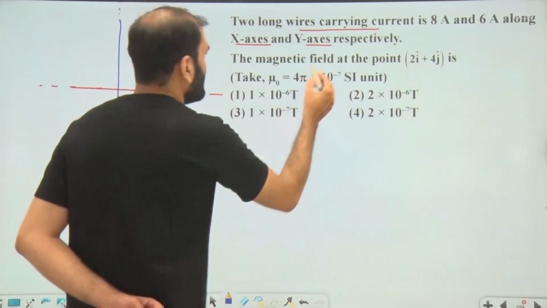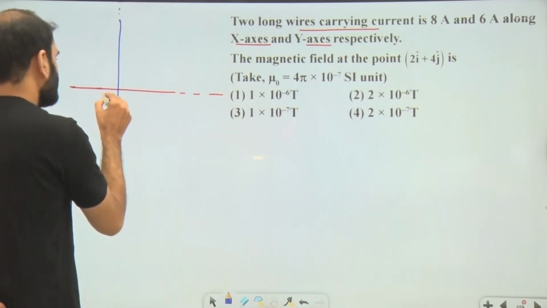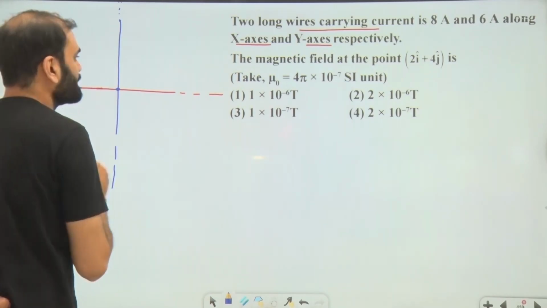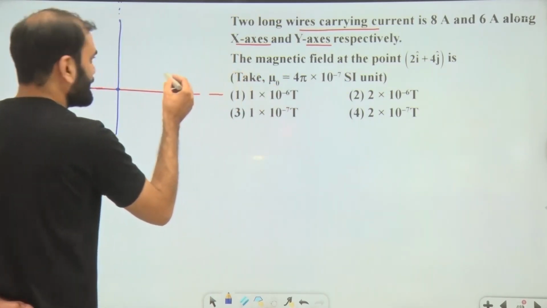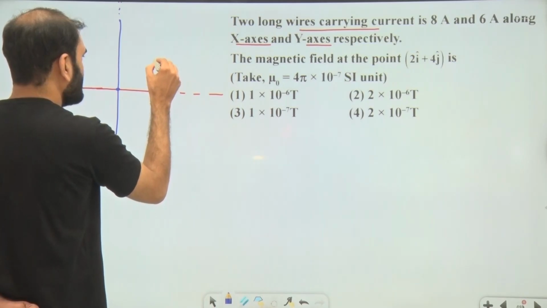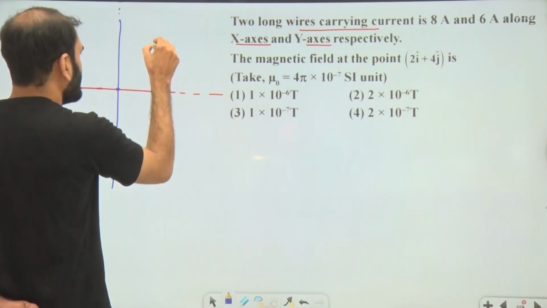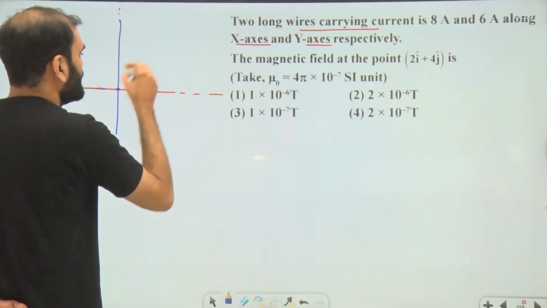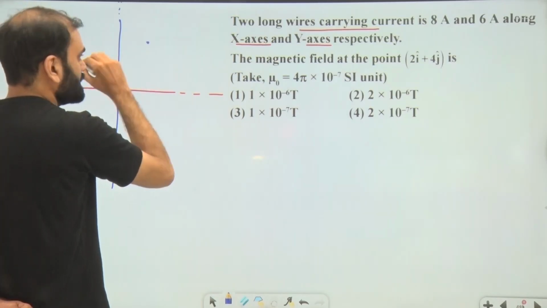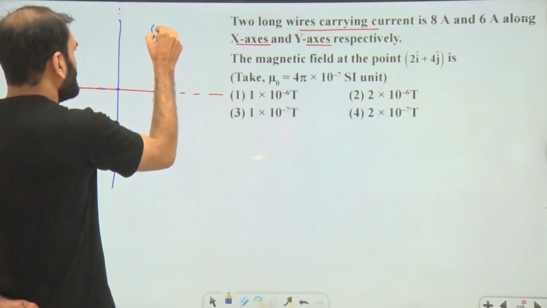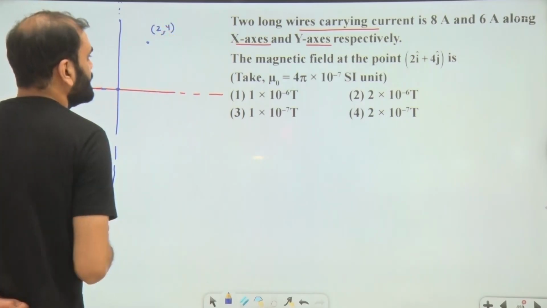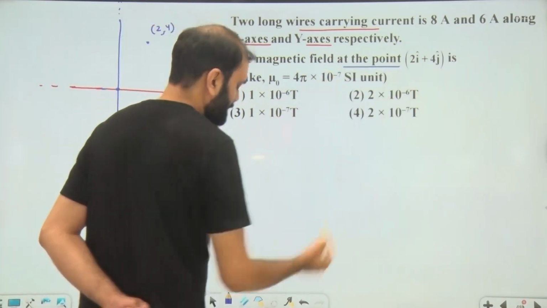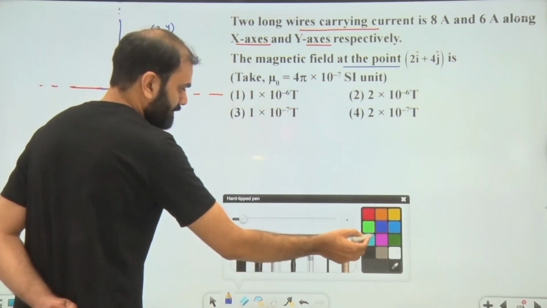Now, the magnetic field at a point. Let's say that's the origin, and here is the point 2i cap plus 4j cap, so the point will be here at (2, 4). You have to calculate the magnetic field at that point.